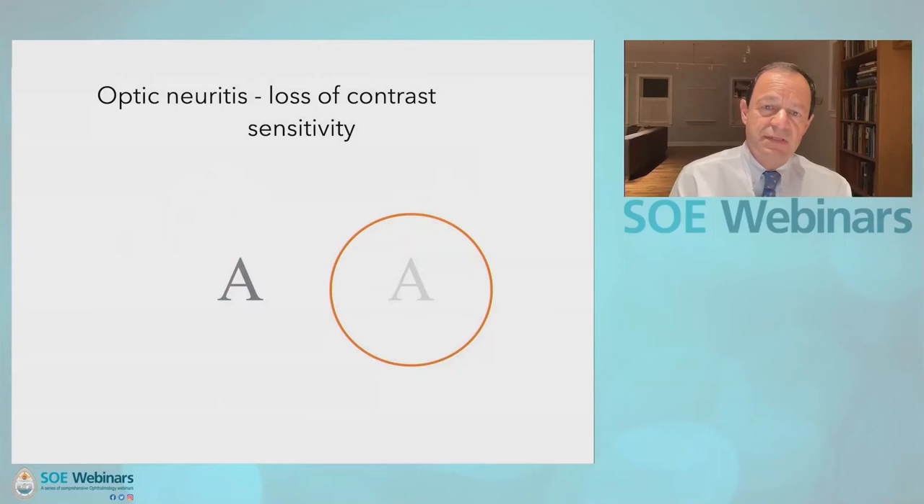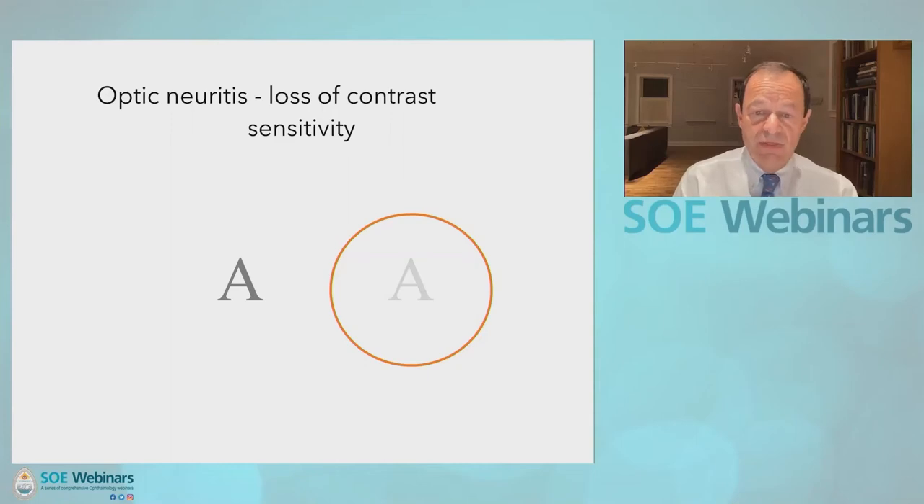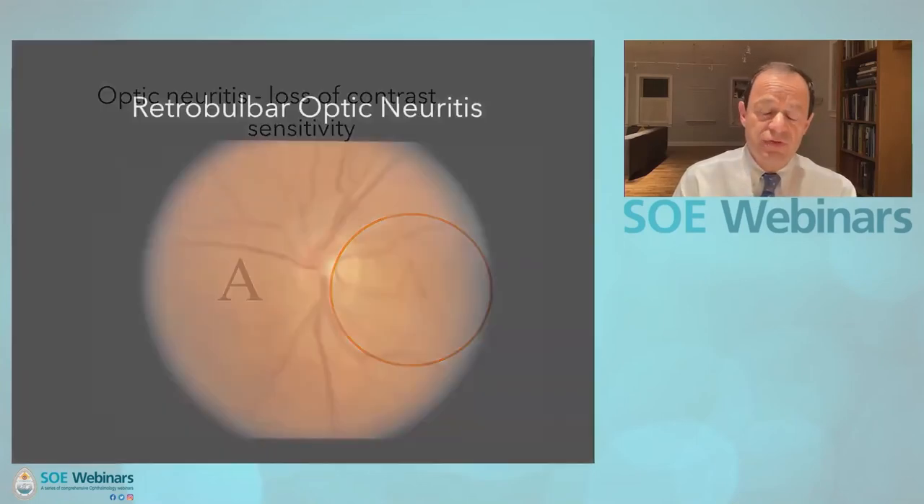Loss of contrast sensitivity has been reported to be one of the classic findings in the typical as well as atypical optic neuritis, but it's not specific for any type of optic neuropathy. Ischemic optic neuropathies will also report a loss of contrast vision. That means that the interface between black and white is washed out. And that could happen in patients that have, for instance, 20/20 vision, 100% visual acuity.